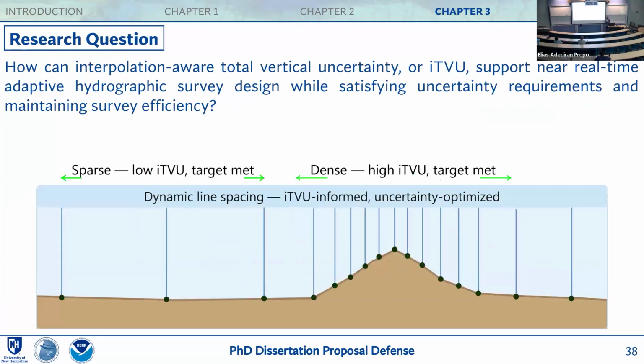So that's the motivation. The research question I'm trying to answer is: how well can the interpolation-aware total vertical uncertainty that we got from chapter 2 support near real-time adaptive hydrographic survey design while satisfying the uncertainty requirements and maintaining survey efficiency? So balancing, making sure that we are meeting the requirement and also maximizing the line spacing. If I'm supposed to set it at, for example, 50 meters, can I still take it to 100 meters and still meet my requirement?